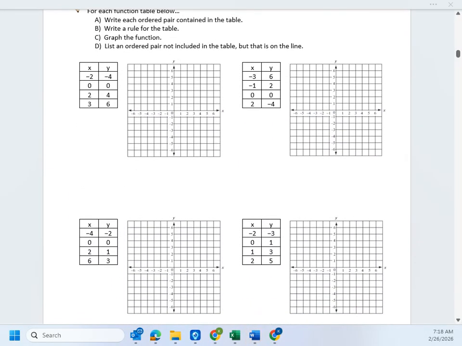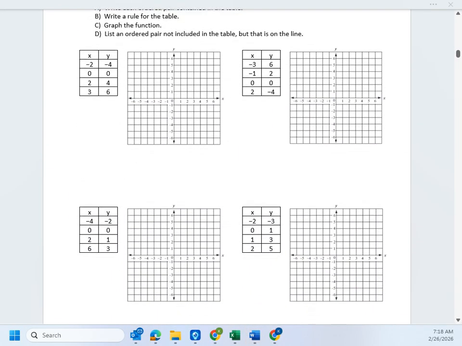So we're going to have the same 4 steps. Write your ordered pairs. So negative 2, negative 4. Don't forget those negatives. They matter. It puts us at a different point on our coordinate plane. Negative 2, negative 4, 0, 0, 2, 4, and 3, 6.